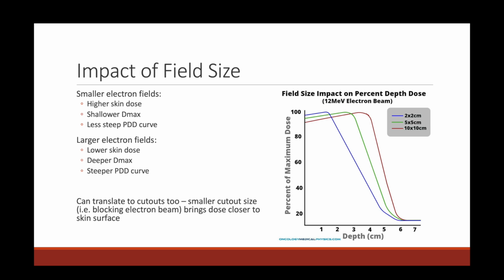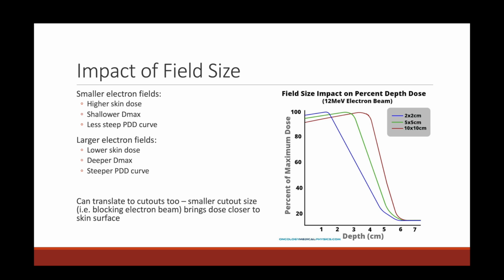Another factor that affects how our PDD curves look for an electron beam of any given energy is the field size. This slide shows an example of a 12 MeV electron beam and the impact of various field sizes. As you can see in the image, with smaller electron fields, we get a higher skin dose, a shallower depth of Dmax, and a less steep PDD curve. So the dose tends to fall off more gradually. For the larger field size, we see lower skin dose, a deeper depth of Dmax, and a steeper PDD curve. So the dose falls off more sharply.